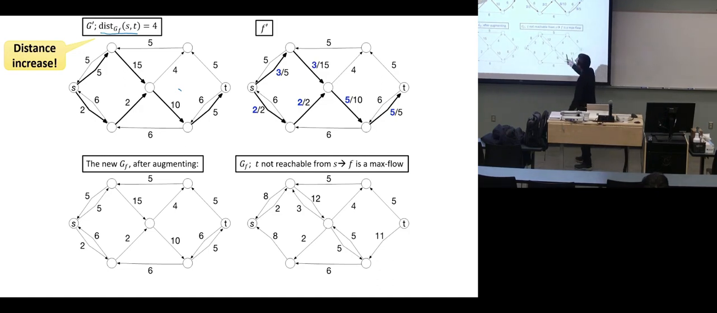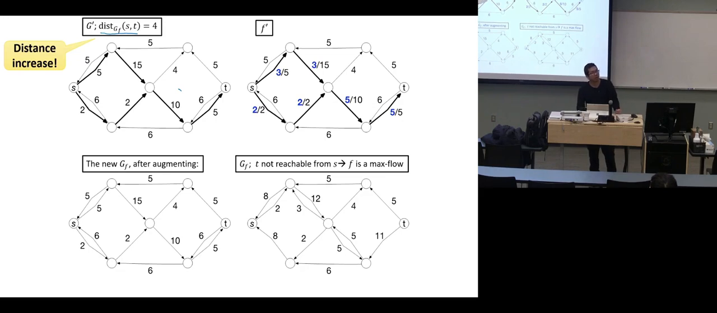Okay. And once you augment this, there is no path from S to T anymore, because you see all edges only go out of T. So that's when you finish. So is the algorithm clear? Not the analysis, but the statement, how it works.